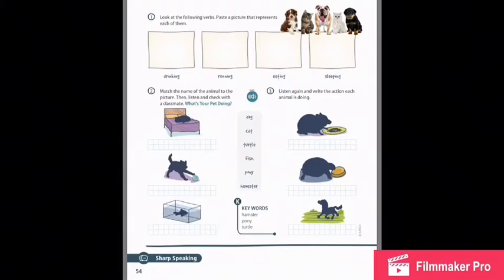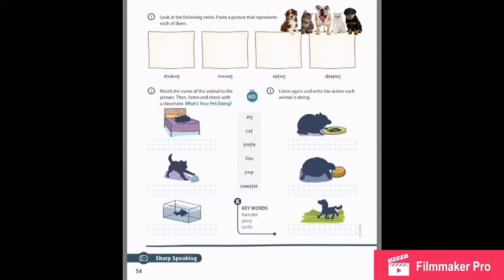You have 4 verbs. Number 1, drinking. For example, I'm drinking a glass of water. Number 2, running. I'm running in the park. Eating. I'm eating a pizza. Sleeping. I'm sleeping in my new bed, for example. Okay? Draw or paste a picture that represents all of these verbs.